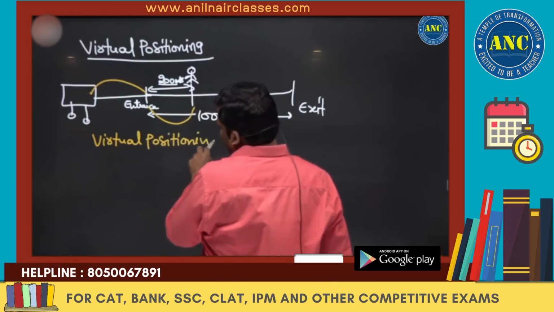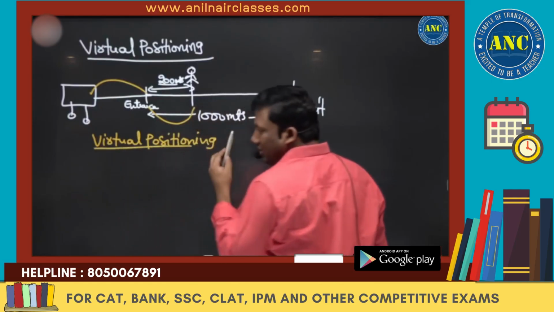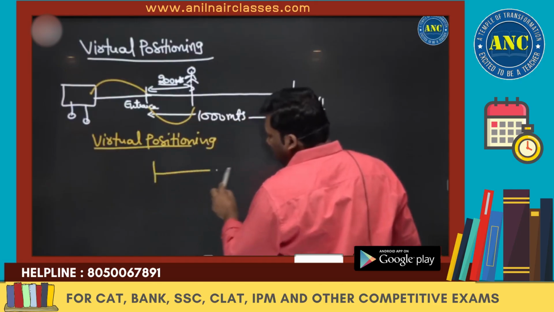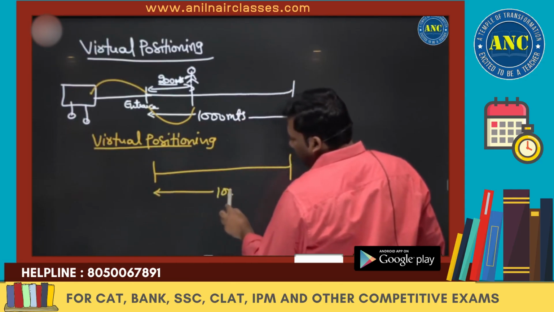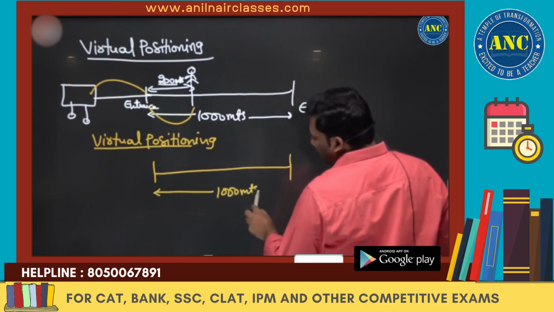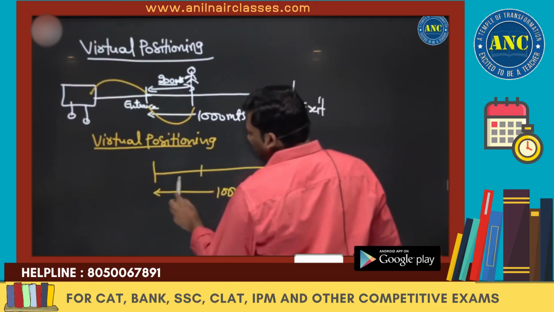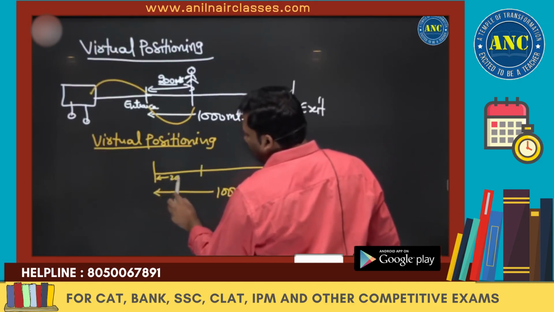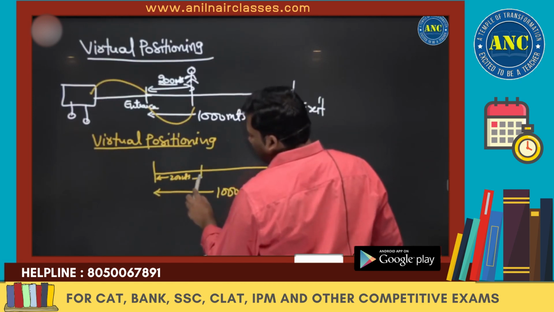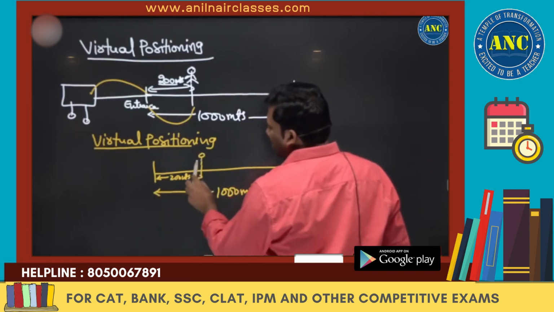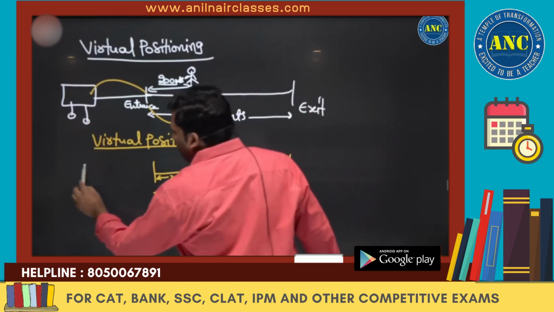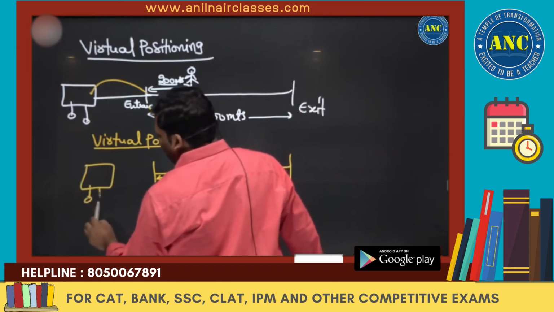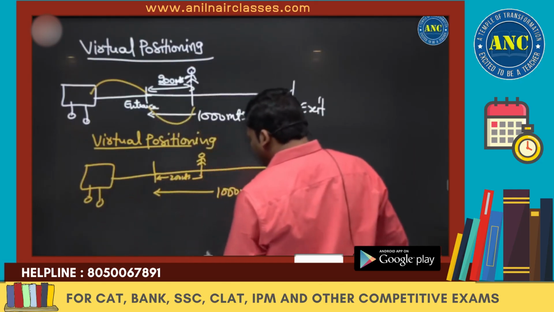Virtual positioning. What I will do is imagine this is the bridge. The length of the bridge is 1000 meters. This is 200 meters. This is the thief. The police are here. Now listen carefully.